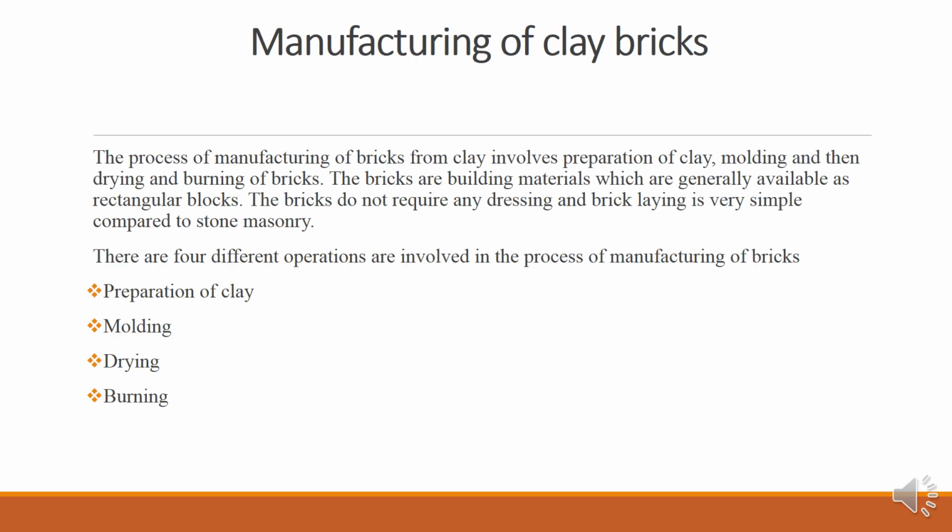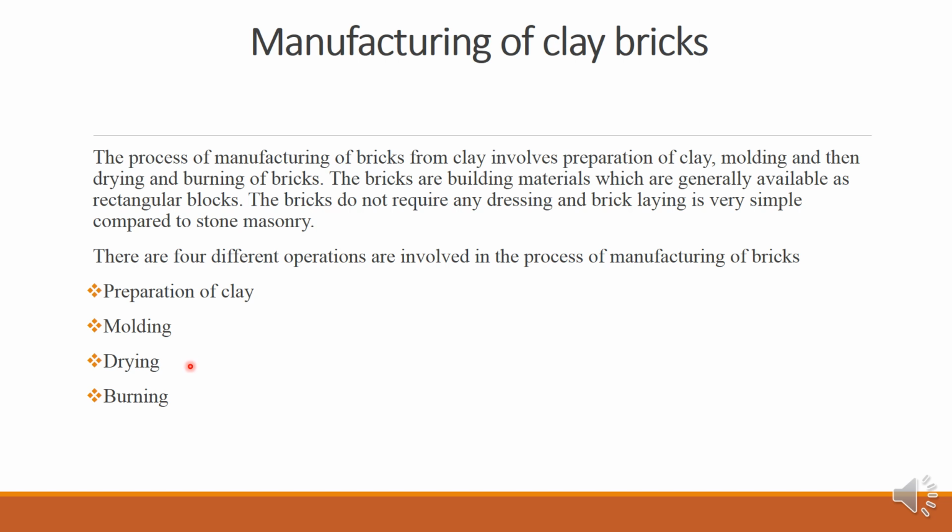So let us come to the manufacturing part of the clay brick. The process of manufacturing brick from clay involves preparation of clay, molding, drying, and finally burning of the bricks. Bricks are building material generally available in rectangular blocks. Bricks do not require any dressing and it is simple compared to stone masonry. So we have four operations involved in the manufacturing of clay bricks. First is the preparation of clay. Next is molding. Third is drying. Next is burning.